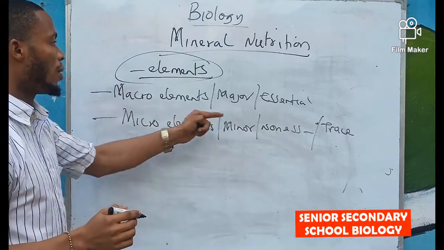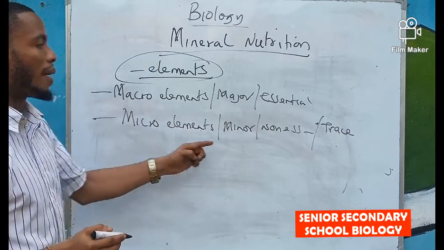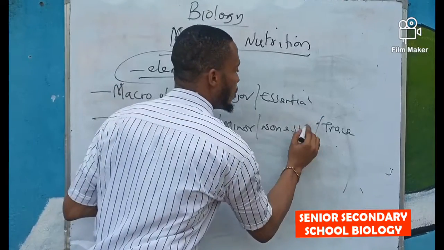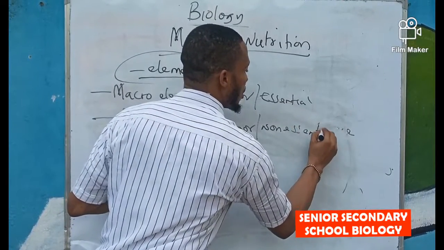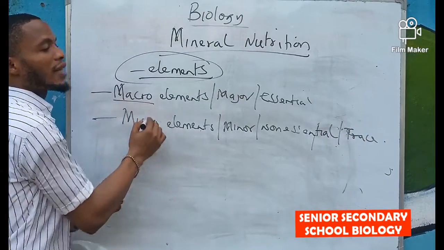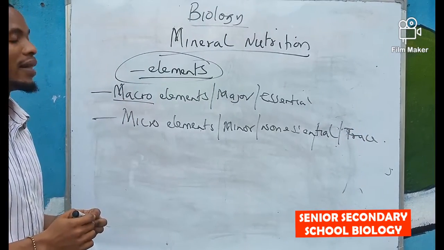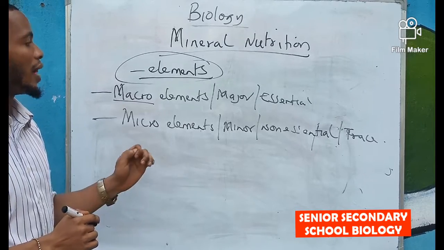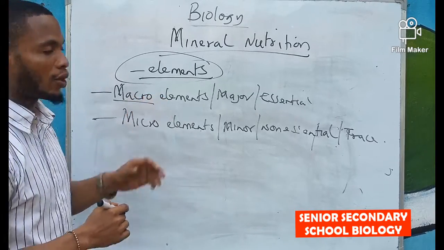These are the two types of elements. You have the macro, major, essential. We have the micro, minor, non-essential, and you also call them the trace elements. Now, these macro elements are those mineral elements needed by plants in large quantities.